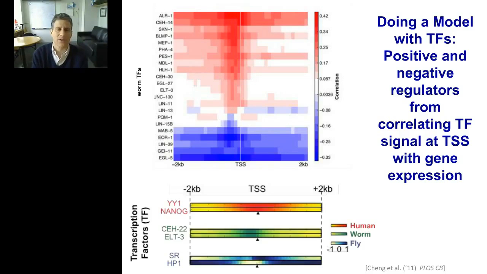And likewise, there's some factors such as ELT3, where they seem to have all their correlation right upstream of the promoter, and other factors such as CEH14, which seem to be more like histone marks, where they seem to have activity over the entire promoter. And then more directly in the bottom part of the figure, I then compare the TFs between different organisms, between the human, which is the red shade, the worm, and the fly, just looking at the different patterns.